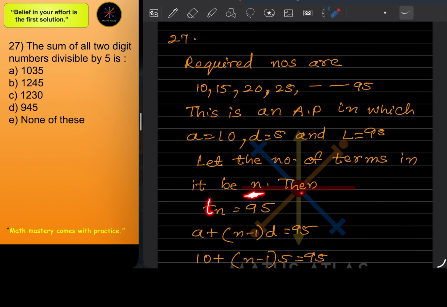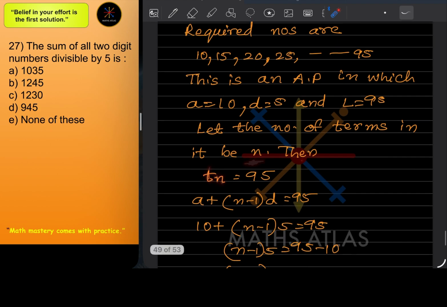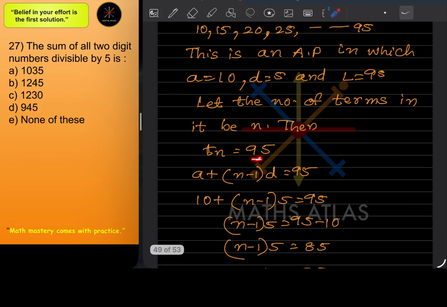Then we will write here Tn, that is the nth term, which is given as 95. There is a formula for that. You can write Tn, and that can be just An also. The formula is Tn is A plus N minus 1 into D, and this is 95. So we know A is 10, plus N minus 1, and the difference is 5, is 95.